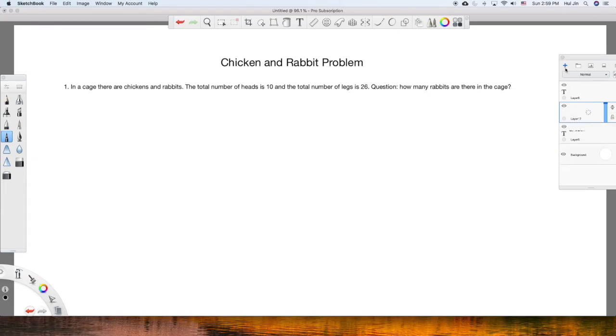So let's get another layer. The second method, I call it, okay, it's my term, the unit modification method. We first start with an assumption. Let's assume every animal inside the cage is a chicken.